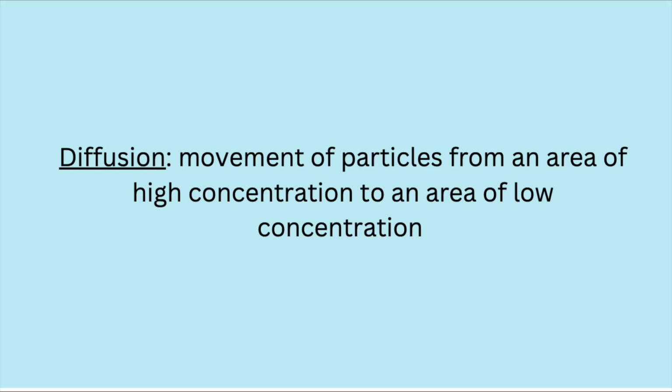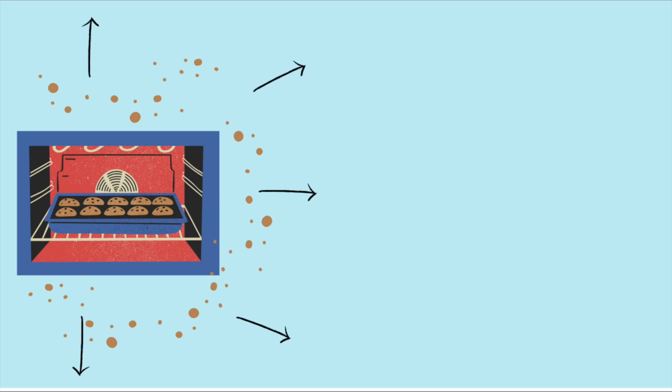Diffusion is the movement of particles from an area where they are in high concentration to an area where they are in low concentration. Let's look at an example. When we are baking cookies, the scrumptious smell of the cookies is high in concentration around the oven. Over time, that smell wafts through the entire house. The smell particles move from an area of high concentration to an area of low concentration.